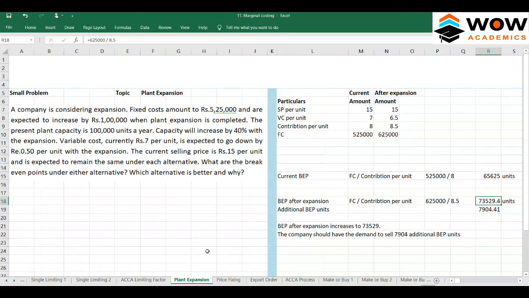So the same problem you can also work out through units. You can find the fixed cost divided by the PV ratio, and your answer will be in sales. However you work it out, the logic remains the same. The logic that the BEP will be a higher number after expansion will be the same. So number-wise they might change, but logic-wise they remain the same. So that's about this problem. We'll move on to the next one.